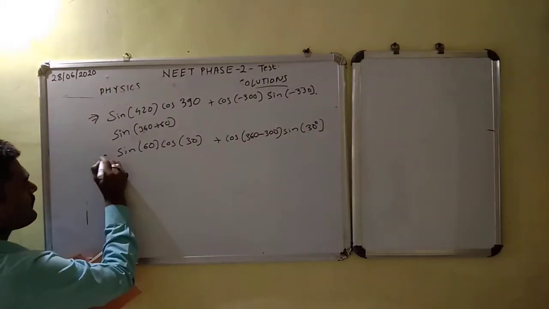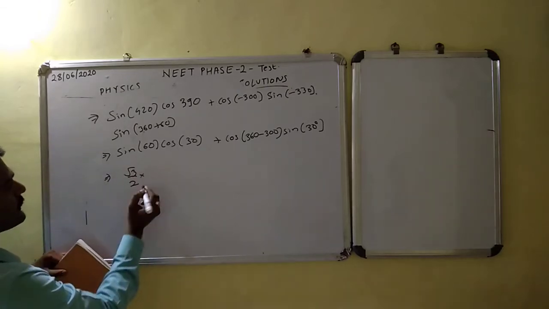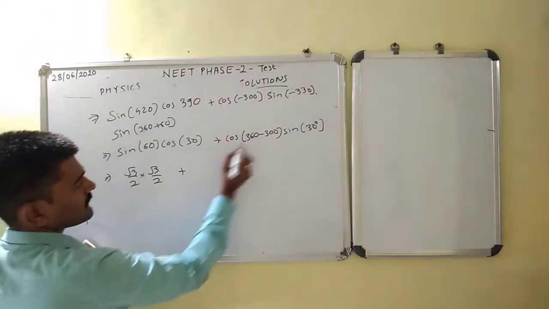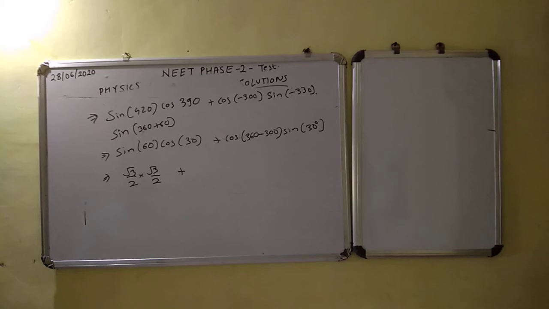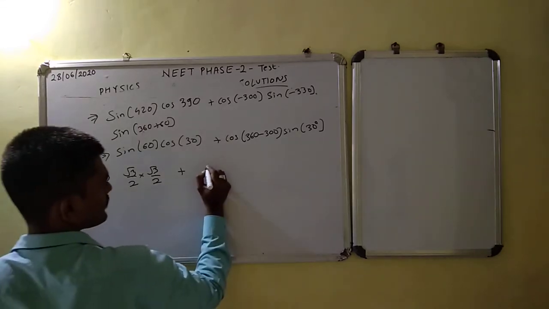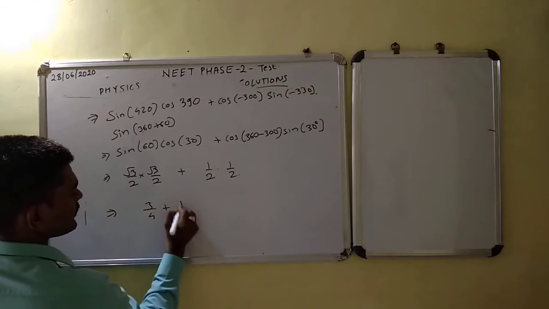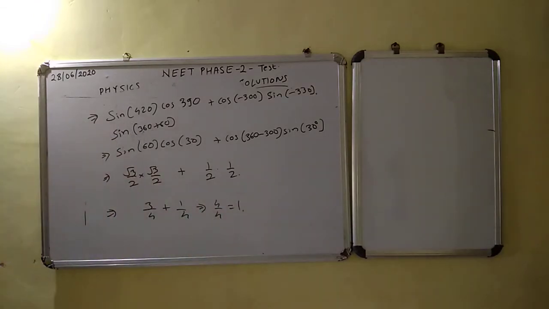So sine 60 is what? Sine 60 is root 3 by 2. Cos 30 is also root 3 by 2. Cos 60 is half. Sin 30 is also half. So we have 3 by 4 plus 1 by 4, that is 4 by 4, that is 1. Simple? Very good. Next question. Question number 20 is over. Question number 21 is also similar. Let's solve question number 21.